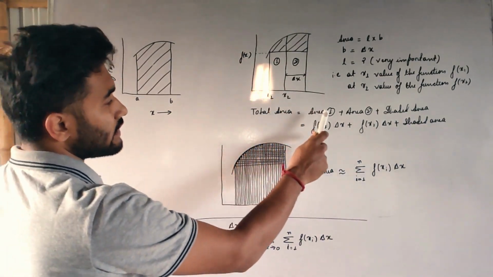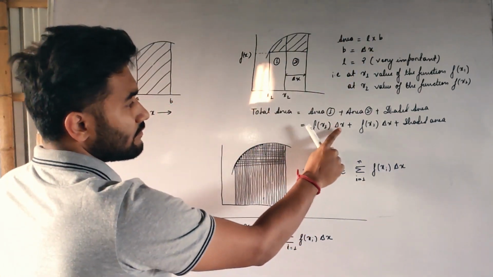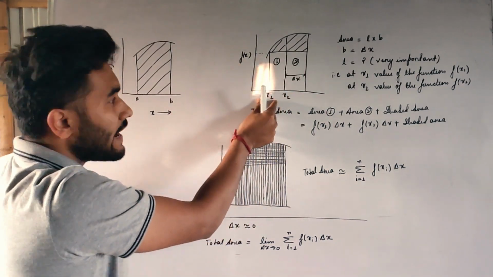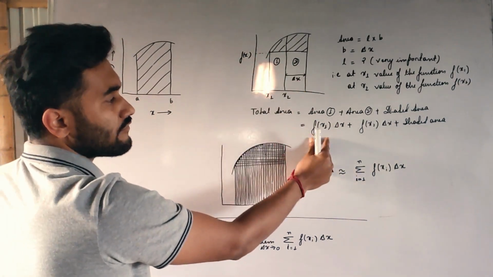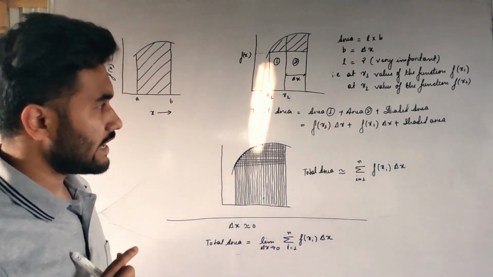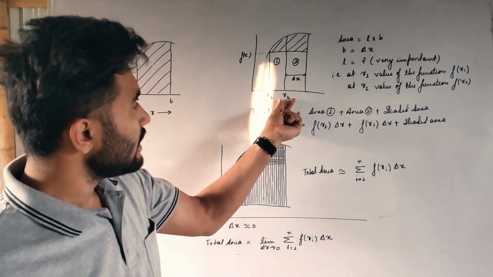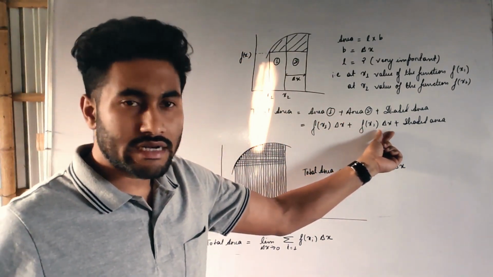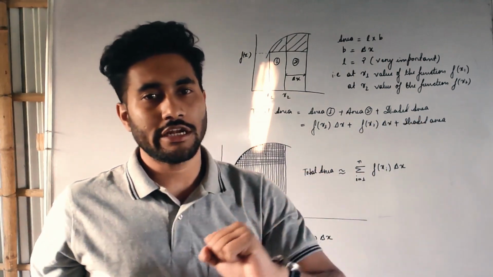So what will be the total area? What is the area of the first rectangle? It is length into breadth. Breadth is delta x, and what is length? That is the value of the function at x1. At x1, the value of the function is what? F of x1. So the area of the rectangle will be length into breadth, f of x1 into delta x, plus what is the area of rectangle 2? The length of the rectangle will be f of x2, into breadth, delta x. So this is the area of the first rectangle plus the area of the second rectangle plus shaded area.